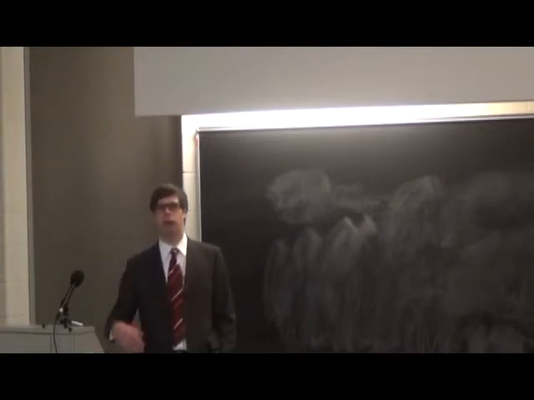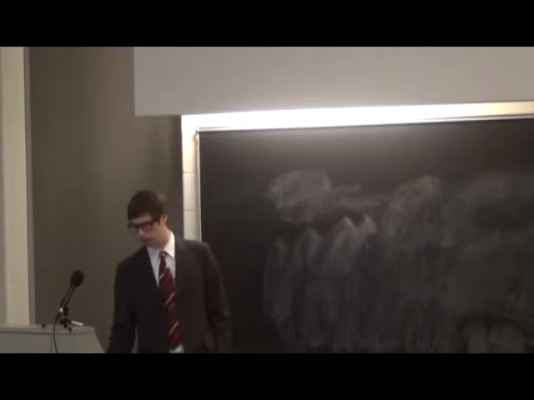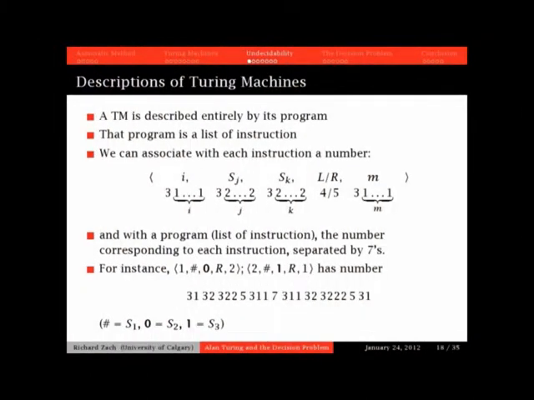The number that you get in decimal representation, for writing 3, and then I 1s, and then another 3, and then J 2s, and then another 3, and then K 2s, and then either a 4 or a 5, depending on whether the machine is supposed to go left or right, and then another 3 and M 1s. Okay, so that's the code for a single instruction, and an entire program is just a list of these instructions.